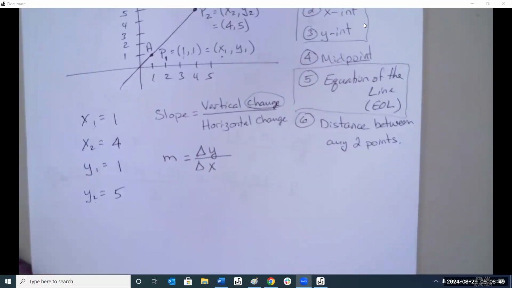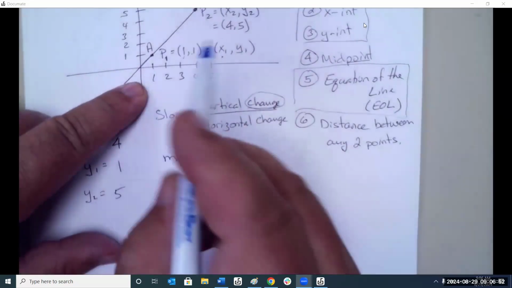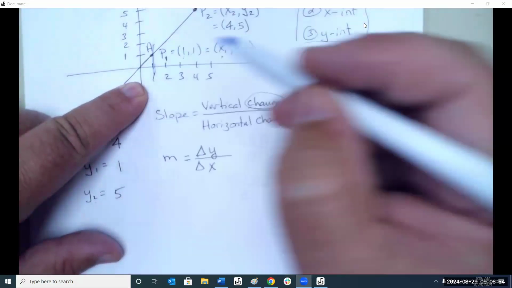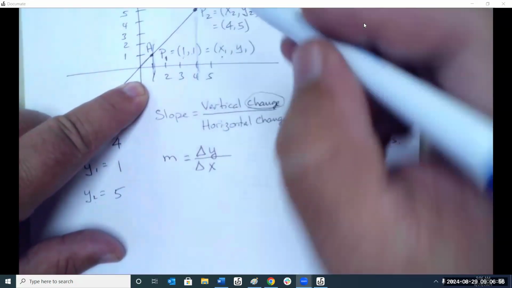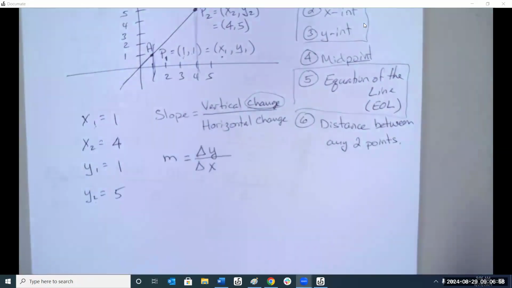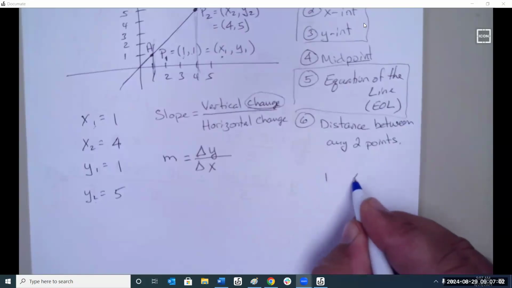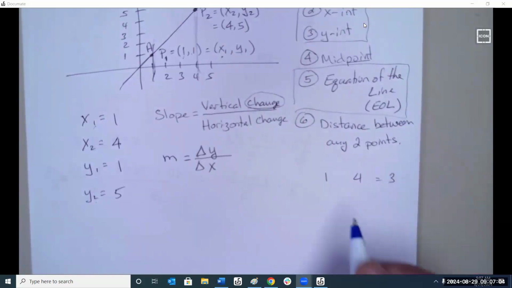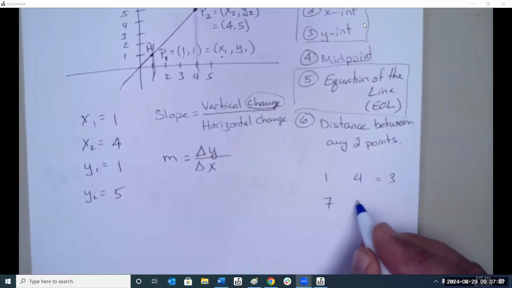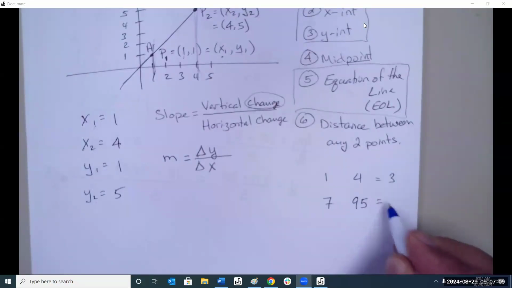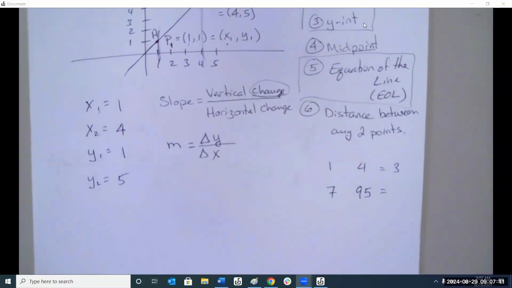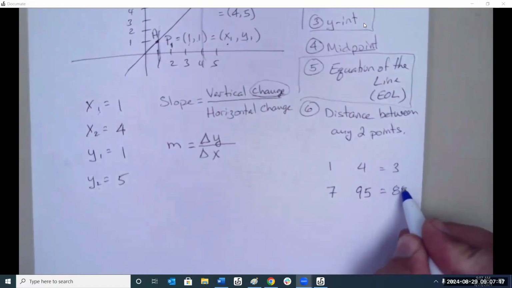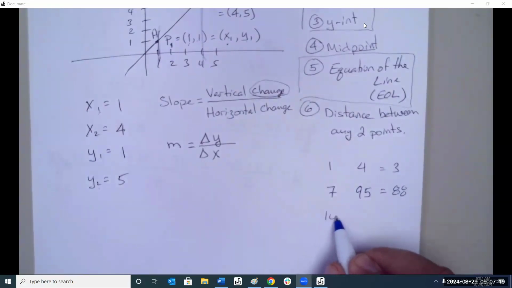What is the horizontal change from this point to that point? How far is it from 1 to 4? From 1 to 4, it's 3, isn't it? How about if I had 7 to 95? How far is it between there? 88. How about from 10 to 100?